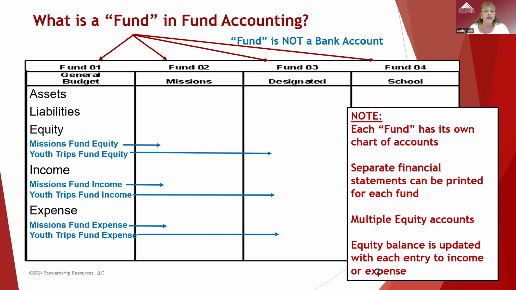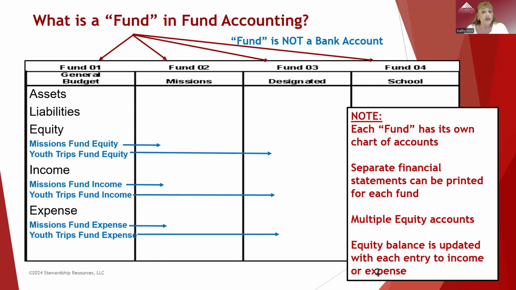Now, in a fund accounting program, there are several differences. The first thing I want to explain is the definition of a fund in fund accounting. The definition is not a bank account. A fund is a separate set of chart of accounts. So if you set up separate funds in a fund accounting program, like in my example here, you're going to have a fund for your general fund or your general budget.